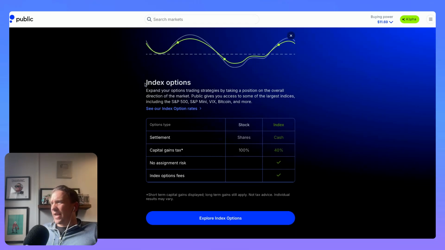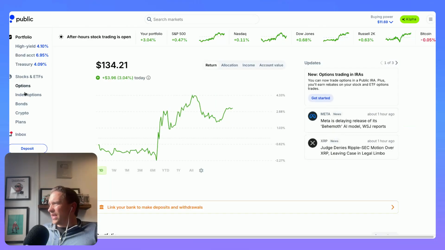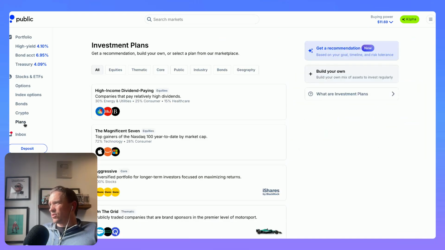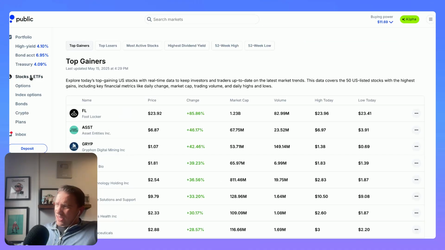Let me actually go back here. I did not mean to get to a new page. Bonds, which I'll get into, crypto, and then you've also got these investment plans. So this is once again just so cool because essentially what you have here is some tools to do really advanced research into the different trades or investments you may want to make.